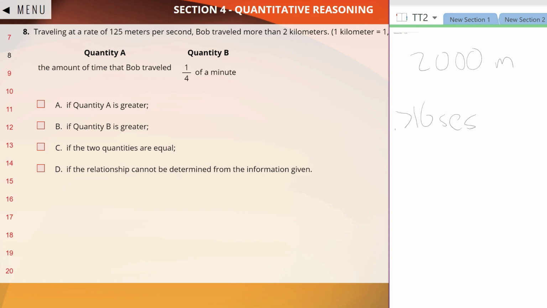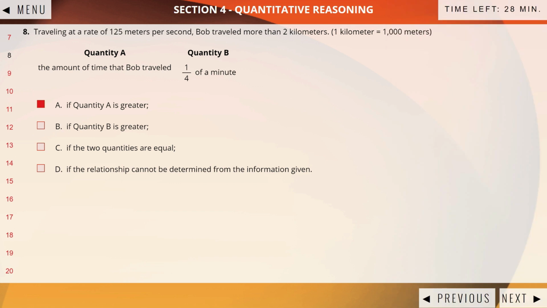The amount of time that Bob traveled, well, we know it's more than 16 seconds, and a quarter of a minute, well, divide 60 by 4 is 15 seconds. So therefore quantity A is bigger because we know it's more than 16 seconds, and quantity B is specifically 15 seconds. Good to know the mental math shortcuts. Notice I haven't used the calculator once, saving me a bit of time, but you don't have to go this fast.